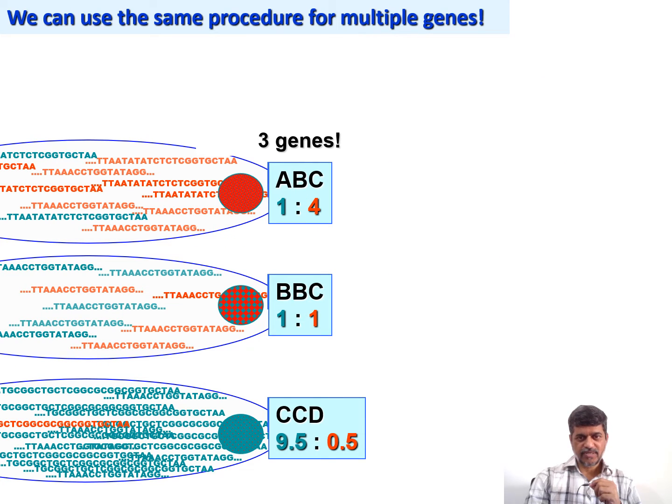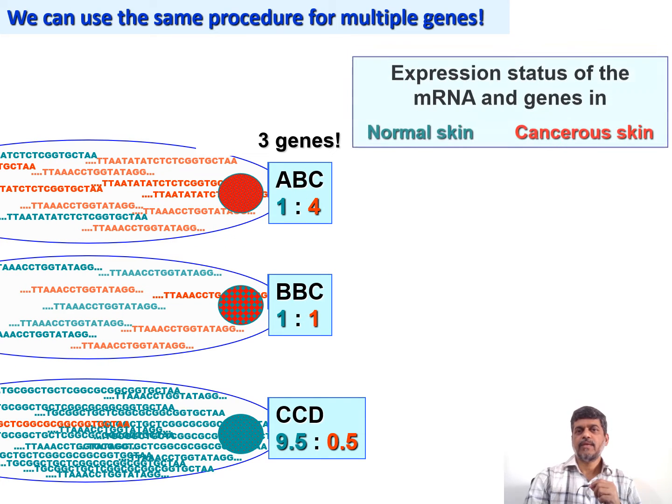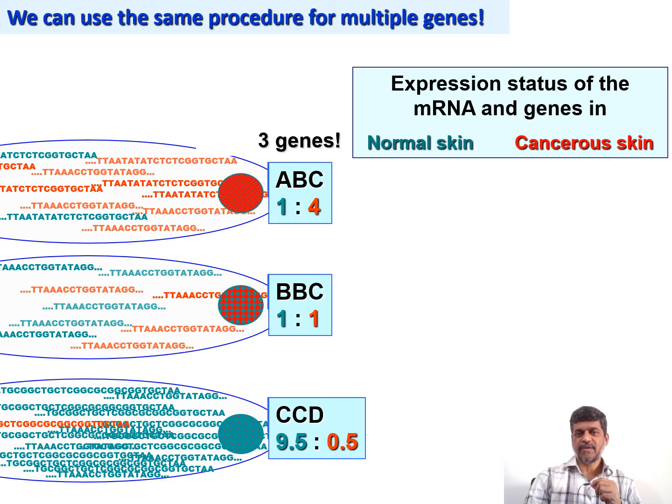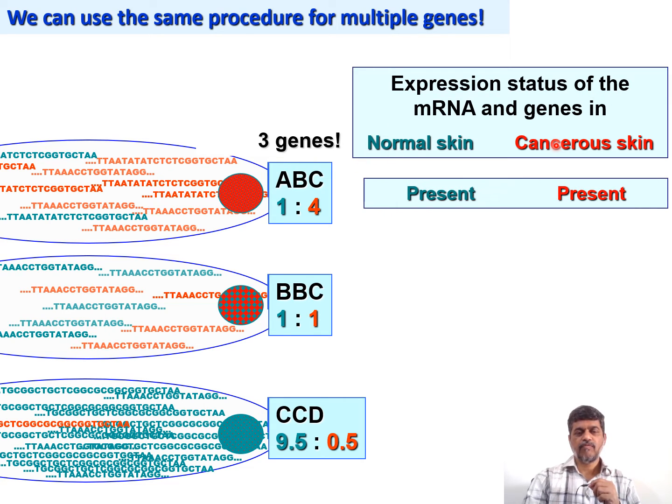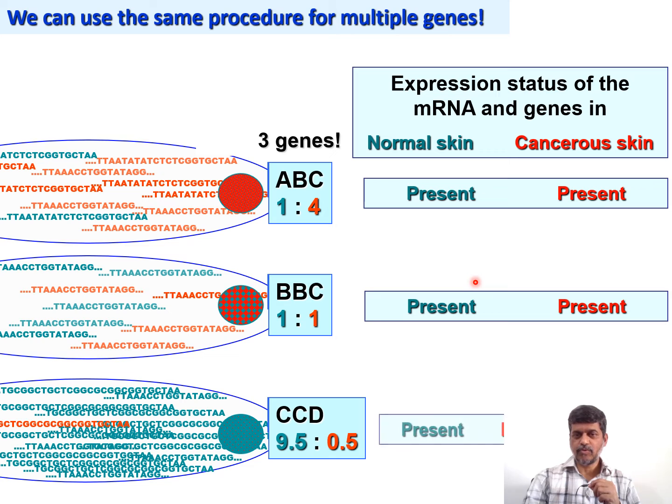How do I do the interpretation? It goes something like this. The expression status of mRNA: I can say the mRNA for the ABC gene is present in both conditions. For BBC, it is present in both conditions. For CCD, however, it is probably absent.